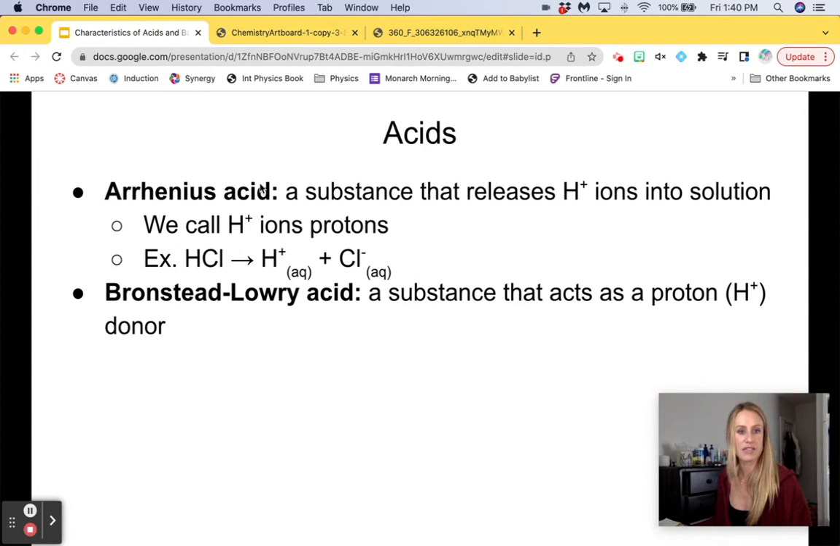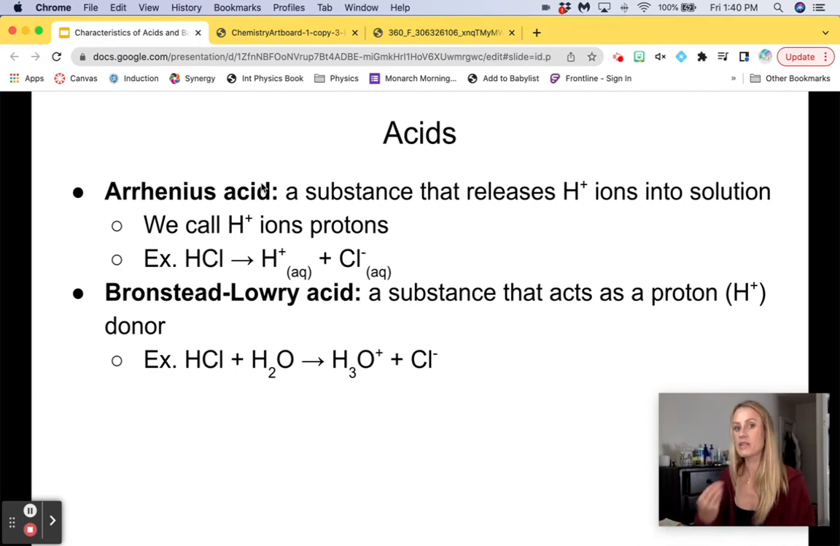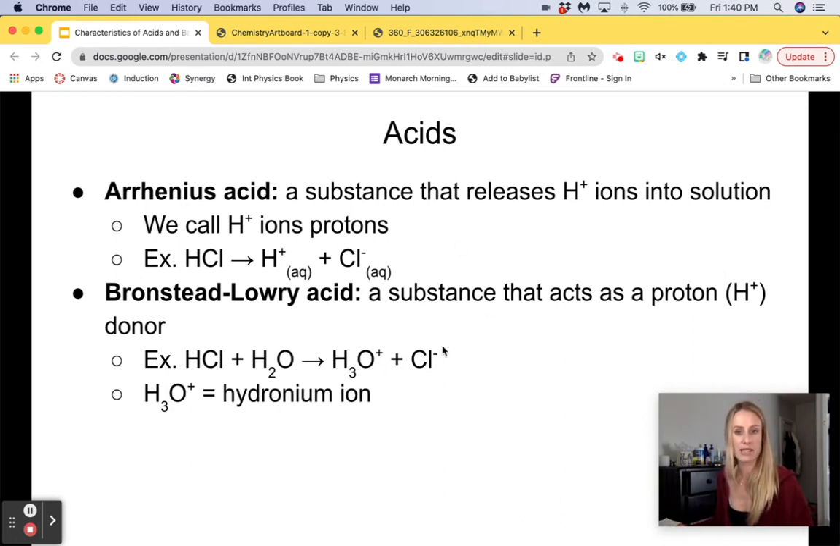There's also a classification of a Bronsted-Lowry acid, and that's a substance that acts as a proton donor. So if we have HCl, my hydrochloric acid, going into water, it can release those H plus ions into solution, and then water can gain that proton. And so what it becomes is H3O plus, which we call the hydronium ion. And then we also get the chloride ion in solution as well. Again, this is called the hydronium ion, so when you hear me say the hydronium ion, that's what I mean, H3O plus.